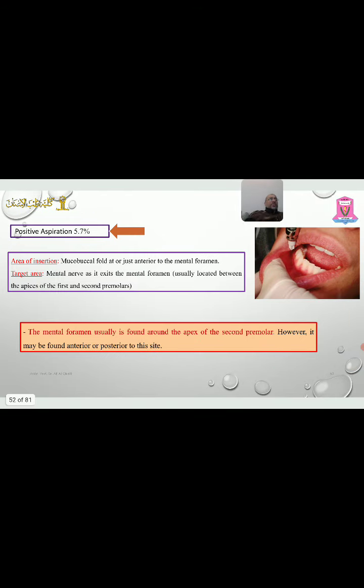Positive aspiration is about 5%. The area of insertion is the mucobuccal fold, or just anterior to the mental foramen. The target area is the mental nerve as it exits the mental foramen, usually located between the two apices of the first and second premolars. The mental foramen is usually found around the apex of the second premolar. However, it may be found anterior or posterior to this site.